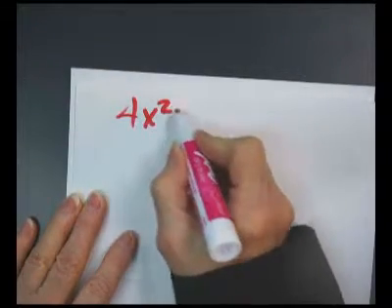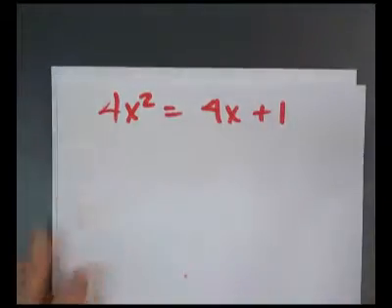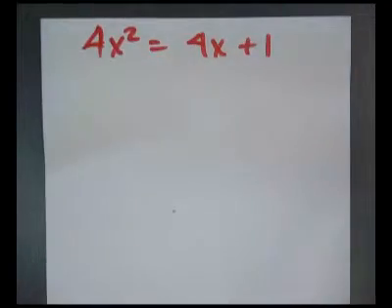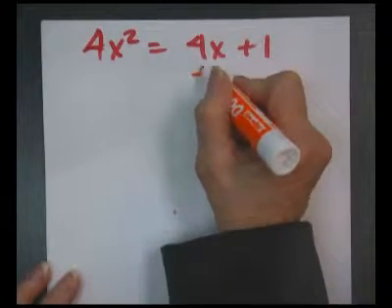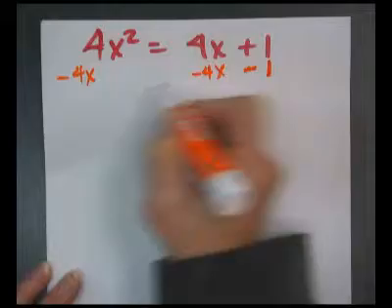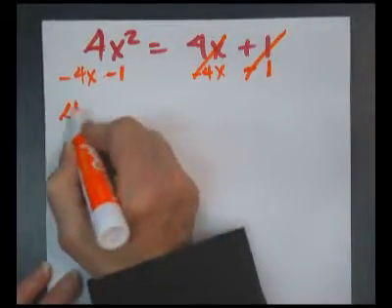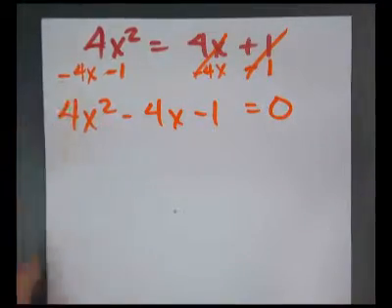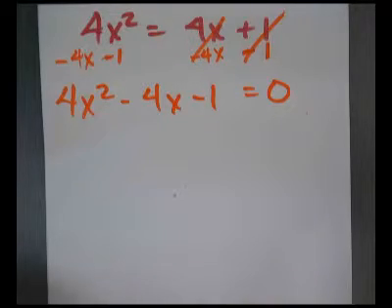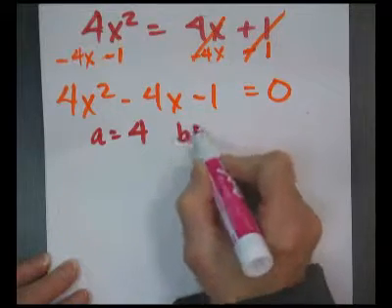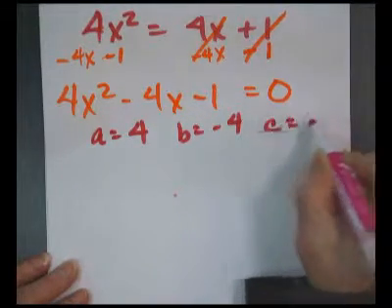Four x squared equals 4x plus 1. Houston, what's our problem? It's not in standard form. Subtract 4x and subtract 1. So you have 4x squared minus 4x minus 1 equals 0. Now it's in standard form. What is our A? 4. What is our B? -4. Negative 4. C? -1. Negative 1.